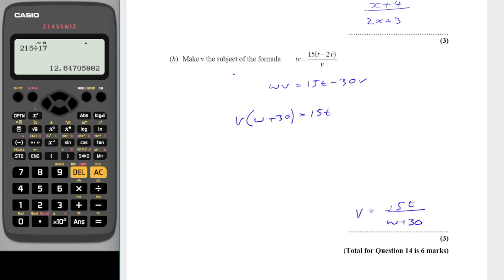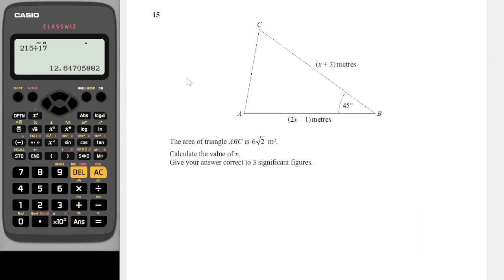There we go. Okay, question 15. The area of the triangle ABC is 6 root 2 meters squared. Calculate the value of x. Give your answer correct to 3 significant figures. So we're going to use the advanced trig formula for the area.